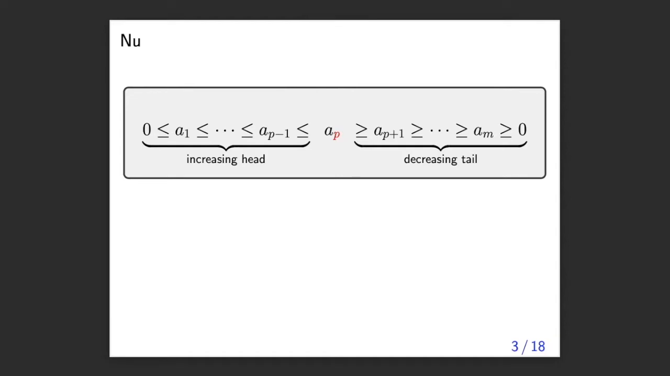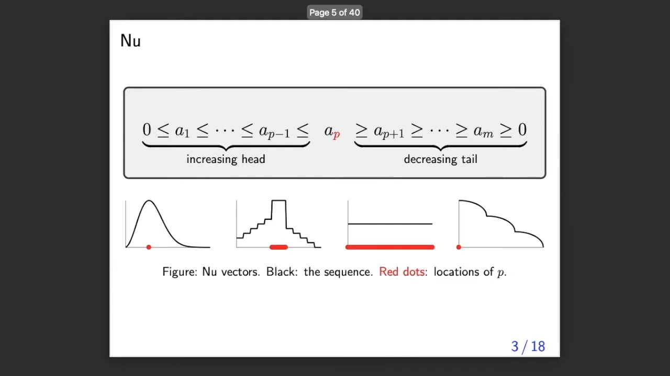So what is NU? This is the definition. You have a vector A: A1 is smaller than A2, which is smaller than A3, and so on, up to AP. That means you have an increasing head of the vector, and then after AP, you have a decreasing tail. This is called NU. Looking at this, the first thing in your mind may be that a Gaussian wave is NU. Yes, that's a typical NU vector, but NU is more than that. These three vectors are all NU. They all fulfill the definition of NU.